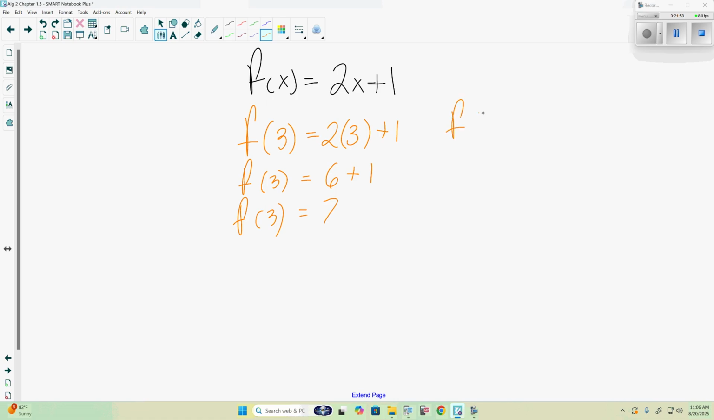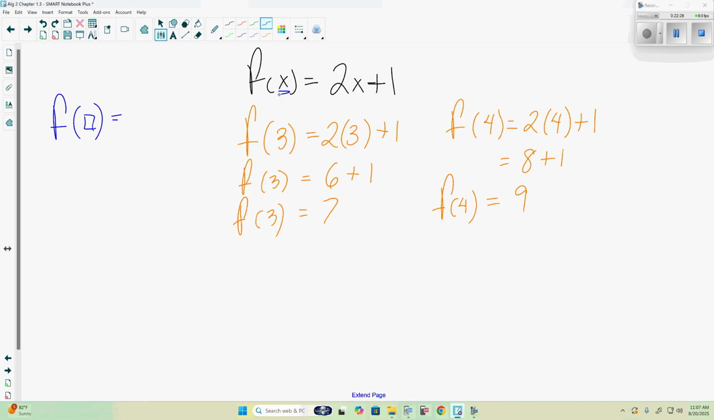If we said f of 4, we'd have 2 times 4 plus 1, yes? Well, 2 times 4 is 8. 8 plus 1 is 9. So f of 4 is 9. We kind of remember doing this, yes? Let's do one more. Let's say f of circle. No, let's not do circle. Square.